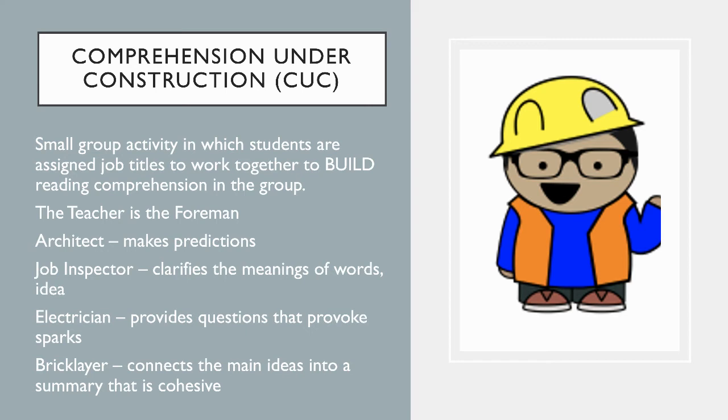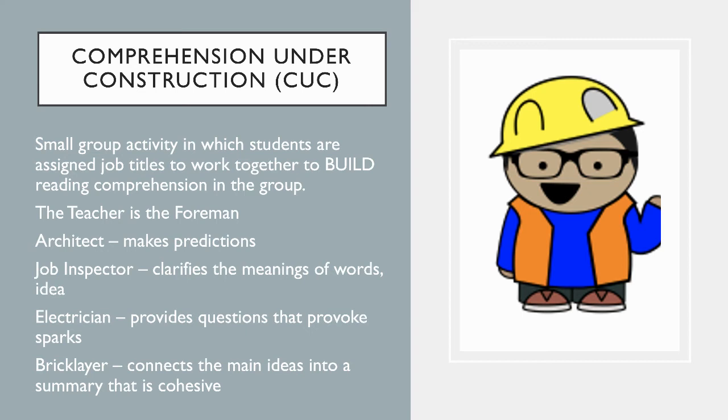So there's an architect. The architect will make the predictions within the group. There's the job inspector who will look at the meanings of words and ideas and clarify them within the group. The electrician is the one who is going to provide questions that will provoke the sparks and get the interest going within the group. And then the bricklayer is going to connect the main ideas and form it into a summary in a way that is cohesive.